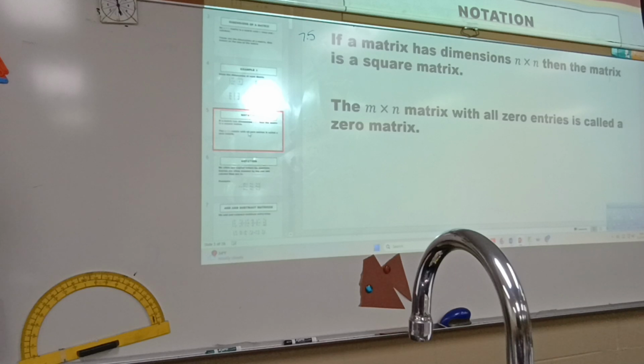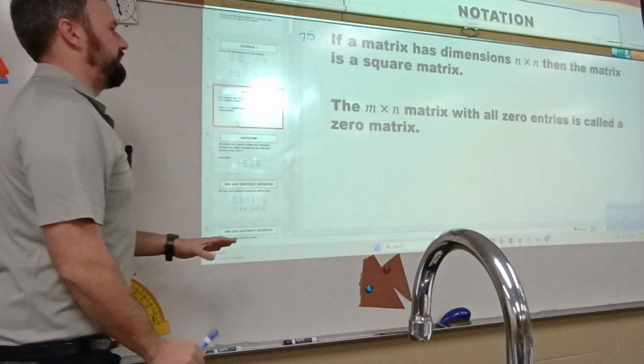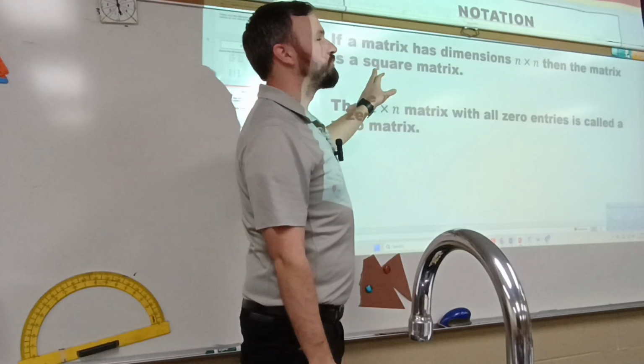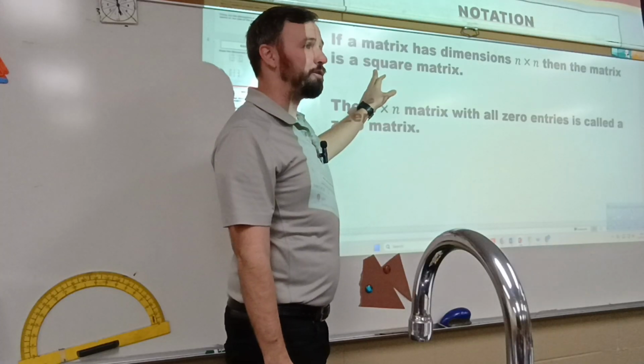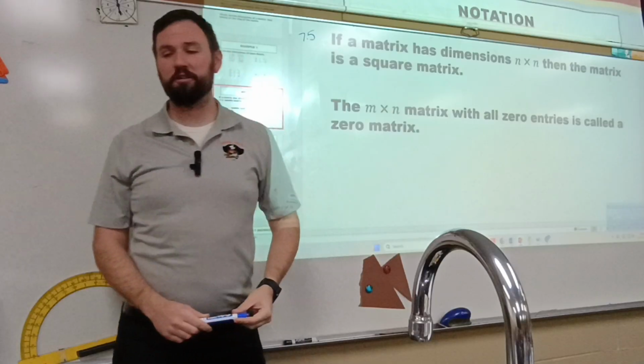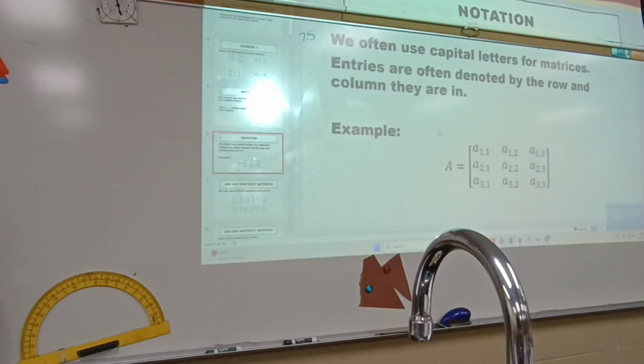All right. This is just some definition stuff. It's not going to come up a lot. It's a square matrix if the columns equal the rows. That makes sense. And it is called a zero matrix if all the numbers inside of it are 0. That's not going to really come up in here.